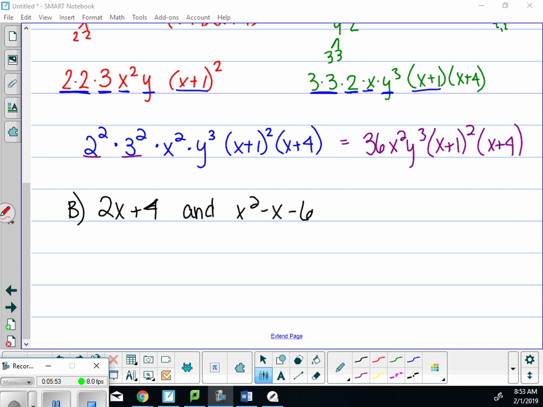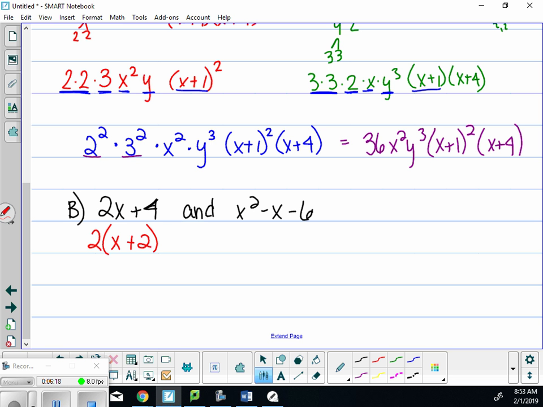So if we look at factoring these, it's not necessarily that we can break them down into numbers like we did in the last one. We just have a binomial. We have two terms here, and we're looking for what they have in common. They both are divisible by 2. So we can take out a 2, which leaves us with x plus 2.